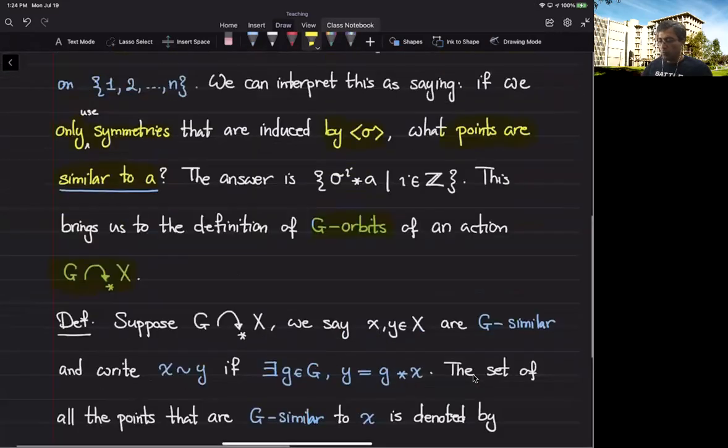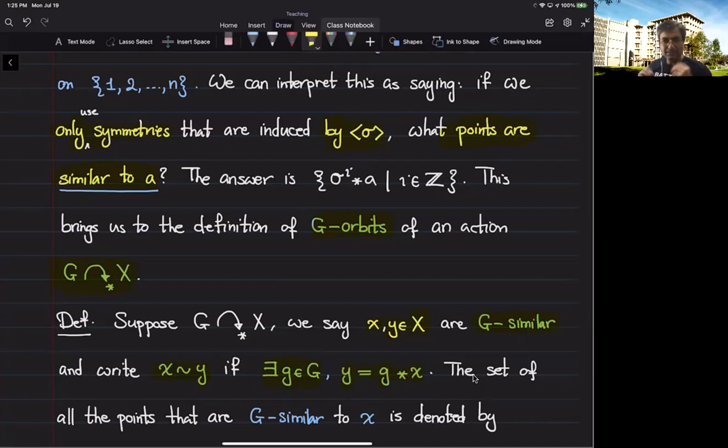We say two points X and Y of this set are G-similar. They are similar to each other using the symmetries that come from the group G. And we write it like this, that X is in relation to Y. And what is this relation? It is G-similarity, if there exists some symmetry that comes from the group G, and this symmetry acts on the point X and gives us Y.